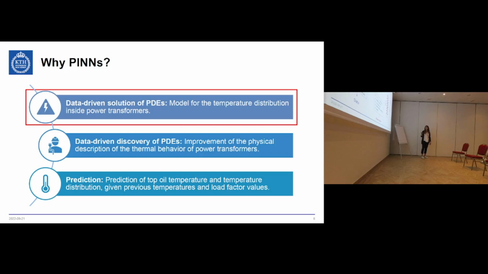But why are we using PINNs? PINNs are a model that can mainly solve two problems. The first one is the data-driven solution of PDEs, which is basically just a forward problem: solving our PDE given some fixed parameters. In our case, it would translate to modeling the temperature distribution inside the power transformer with the values that are all known, as you saw in the previous slide. Then the data-driven discovery of PDEs, which is just the inverse problem.